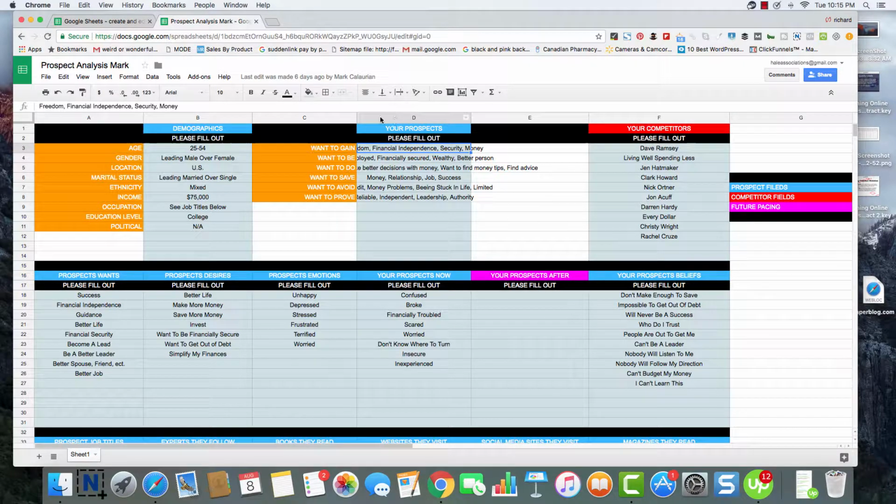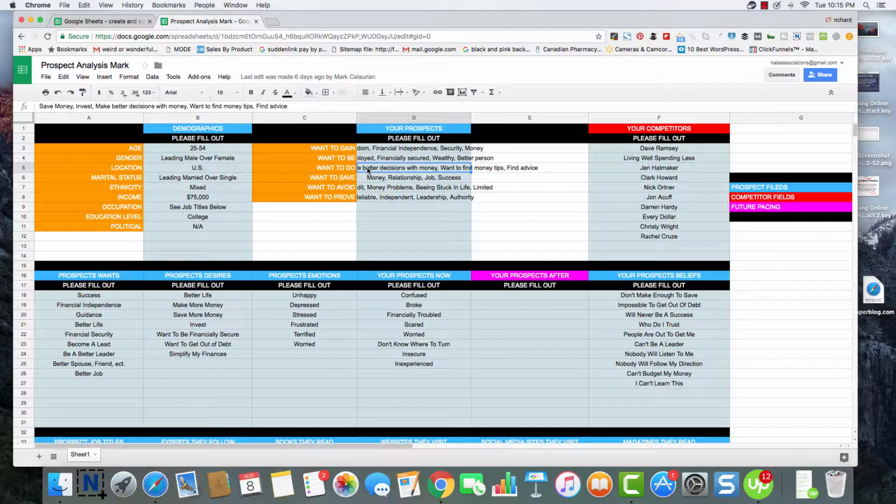So getting back to our prospects, we're trying to see what they want to gain. Getting back to our spreadsheet here, we want to know what our prospects want to gain and what they want to be. Do they want to be self-employed, financially secure, wealthy, a better person? Remember, we're using an example for this. You'll have to change these out and ask these questions about your own prospects. Remember, we're talking about a lifestyle financial coach.